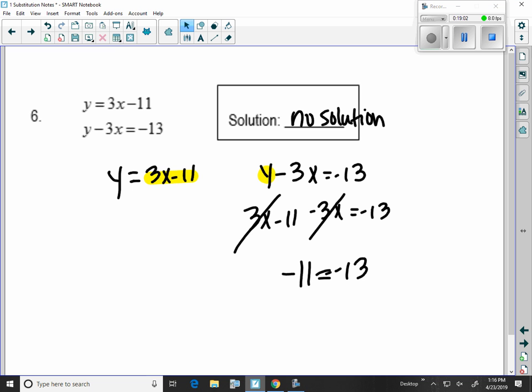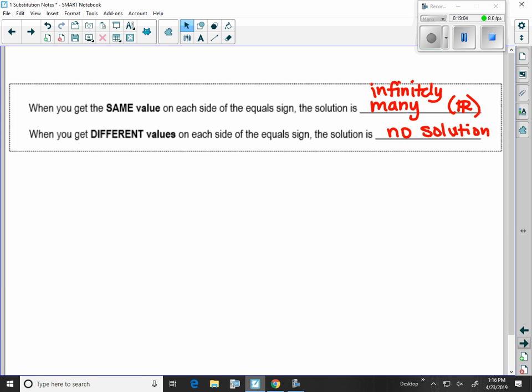So let's fill in those boxes. Okay, when you have the same value, like number 5, 14 equals 14, whenever they're the same, that's infinitely many solutions, all real numbers, which is this symbol here. Okay, if they're different values, like number 6, where 2 will never equal negative 3 or whatever it may be, that's going to be no solution. Okay, and you can put parallel lines.